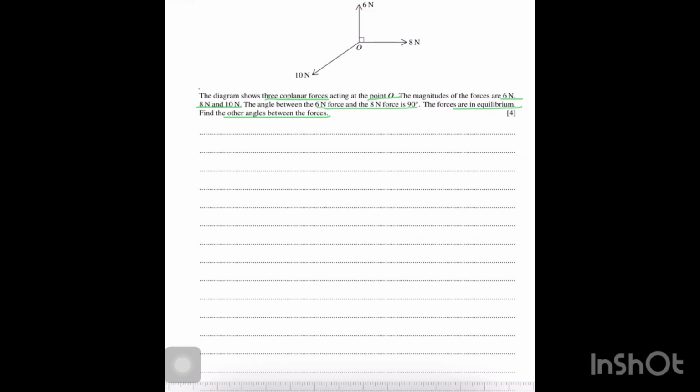So as mentioned in the question, we are told that the forces are in equilibrium. That means that the forces acting upwards must be equal to the forces acting downwards, and the forces acting rightwards must be equal to the forces acting leftwards. So the 6 newton force and the 8 newton force do not have to be resolved, since they only have one direction in which they are operating. However, the 10 newton force is acting in this slant manner, which means we will have to resolve it.